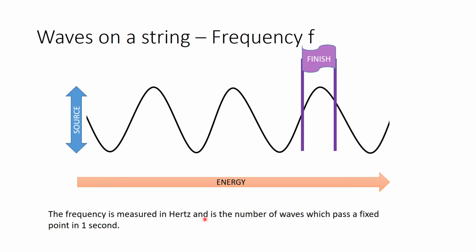Now, frequency, given the symbol f. Alright, so again we've got our source moving up and down, and the frequency is measured in hertz. It's the number of waves which pass a fixed point in 1 second. So if here we've got our finish, if we look at this point here, we would start a stop clock and say how many complete waves, how many oscillations pass that finish line in 1 second. So if it took 1 second for this whole wave to get through the finishing line, there would be a frequency of 1 hertz.